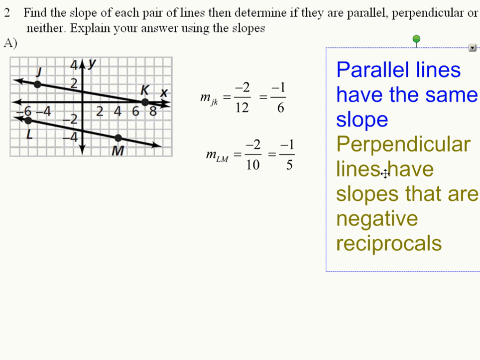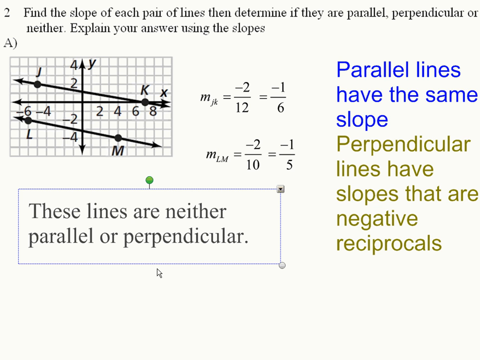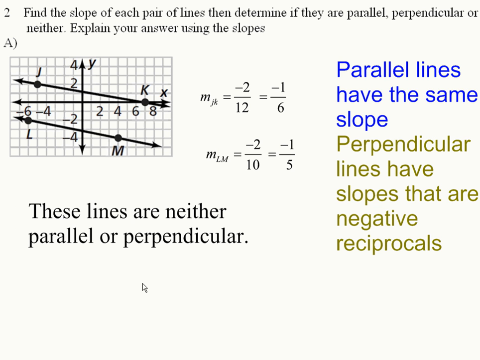And perpendicular lines have slopes that are negative reciprocals. The slopes of these lines are not negative reciprocals, so they are not perpendicular. So what's our determination? Well, they're not parallel and they're not perpendicular, so our answer is these lines are neither parallel or perpendicular. Let's take a look at another example.